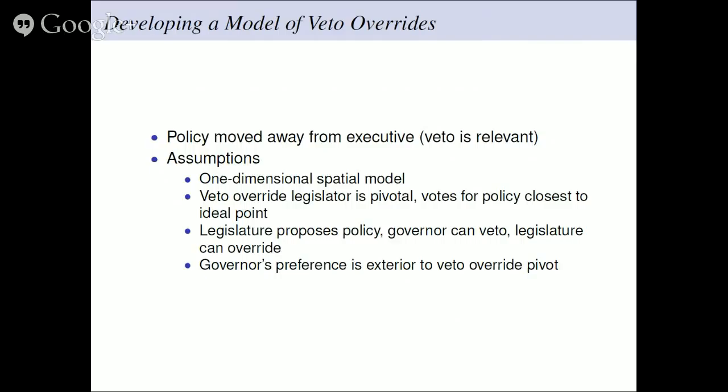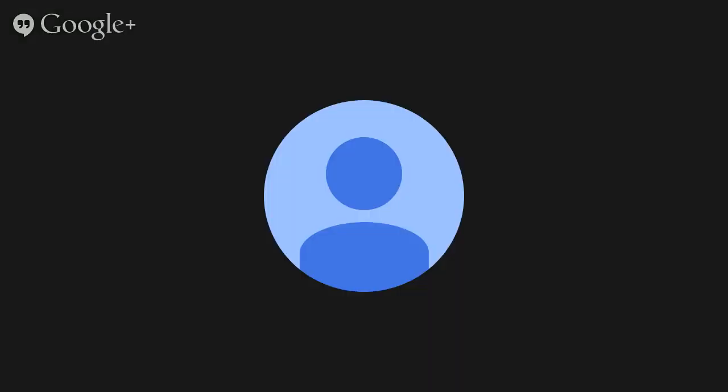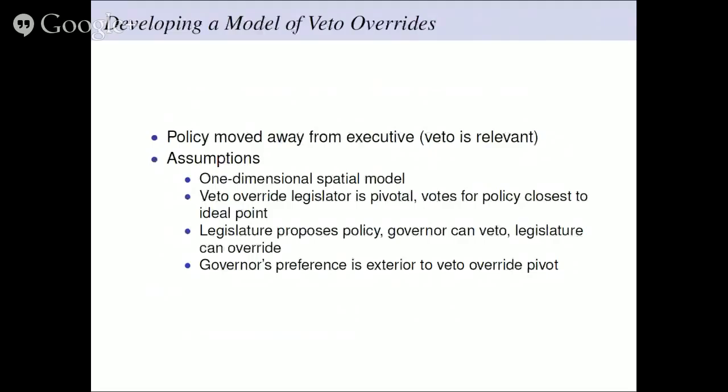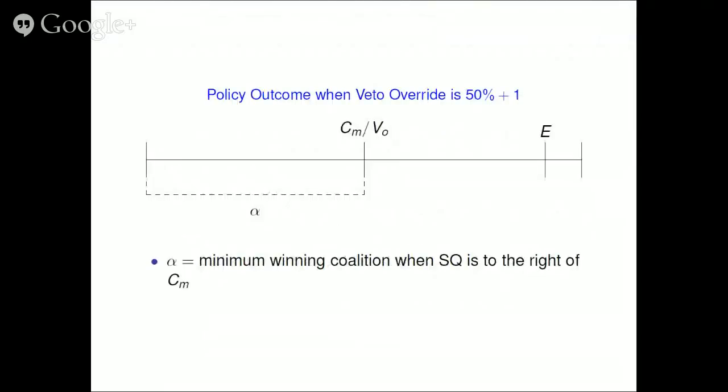So the way this is going to work is the legislature is going to propose some policy. The governor has the opportunity to veto that policy, and the legislature has the opportunity to override. And this is just structuring the formal setup so that we understand that the formal setup is going to mimic what happened. The executive must be far away from the chamber median. That is, it must be exterior to the veto override pivot, farther away from the chamber median than the veto override pivot is.